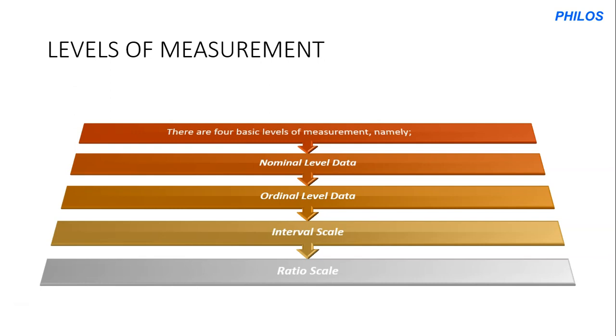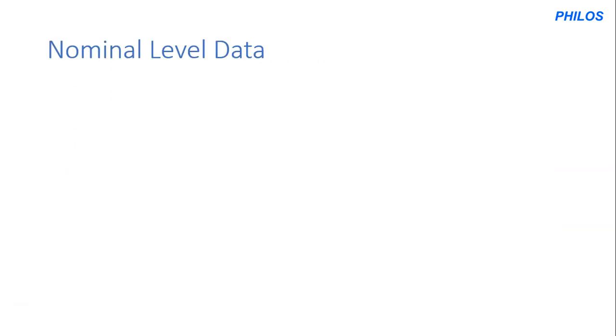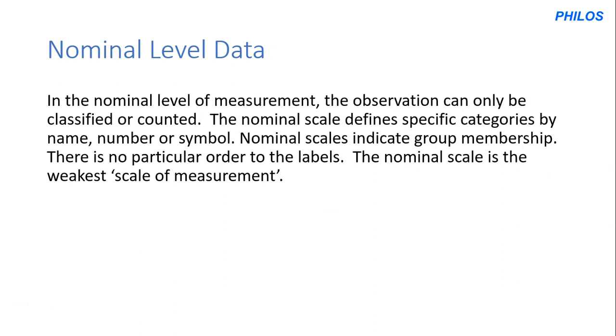The oldest one among them is the nominal level of measurement. So in exams, you can be asked, which of the following is the oldest level of measurement? Or which of the following is the most primitive level of measurement? It is the nominal level of measurement. But let's take them one after the other. So the first one we're going to look at is nominal level of measurement. In the nominal level of measurement, the observation can only be classified or counted. You can only classify the observations. So yes or no.